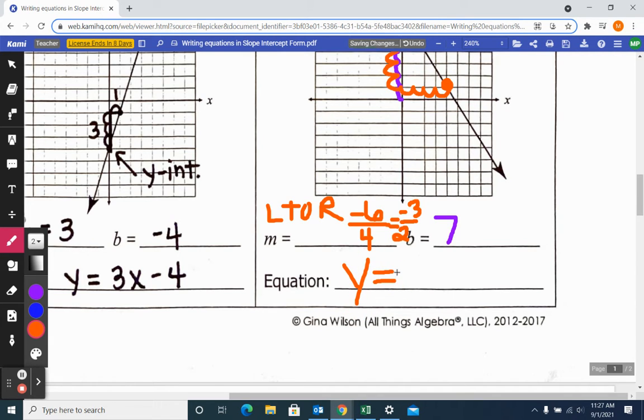So y equals, what's my m, what's my slope? -3/2, and then what goes right here? X. And then my y-intercept, +7, because it's positive. Because it's going down.